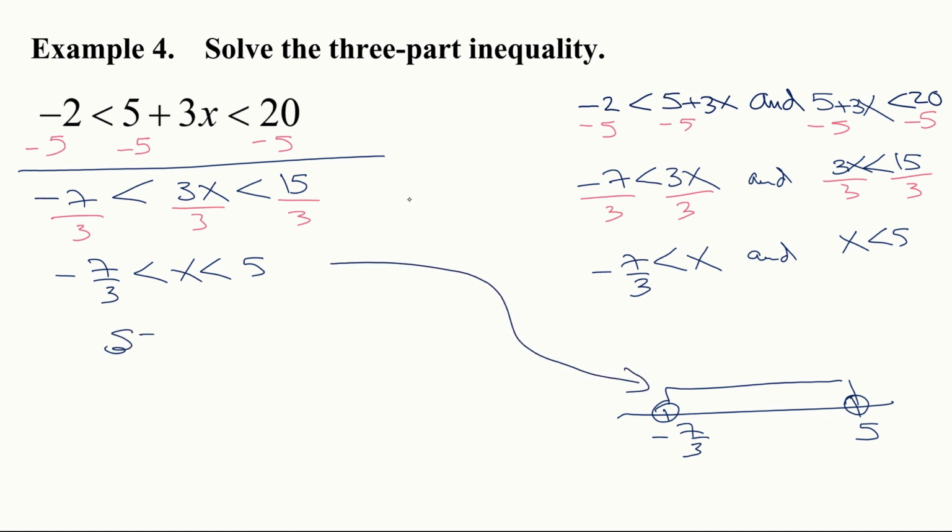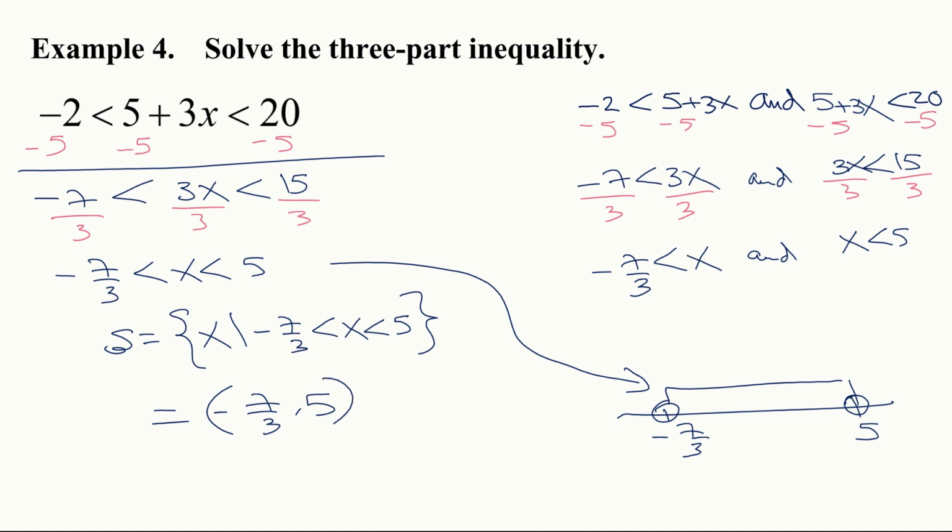So we can say the solution set in set builder notation is all x such that negative 7/3 is less than x less than 5. How would you read that? You're looking for all real numbers between negative 7/3 and 5. That's it. You stop there. You don't say anything like left inclusive, right inclusive, or inclusive. You just say all real numbers between negative 7/3 and 5. That automatically means negative 7/3 and 5 are not included. In interval notation, it's parentheses, negative 7/3, comma, 5, and then parentheses again. So that's an open interval for a solution.